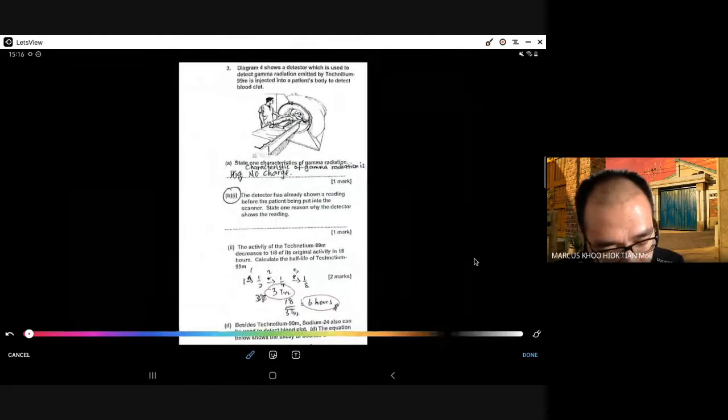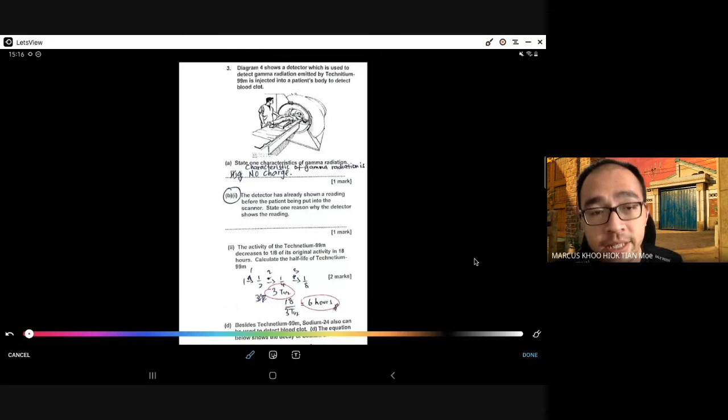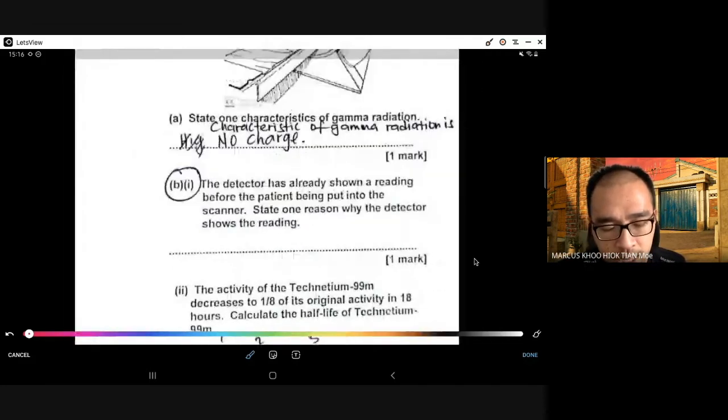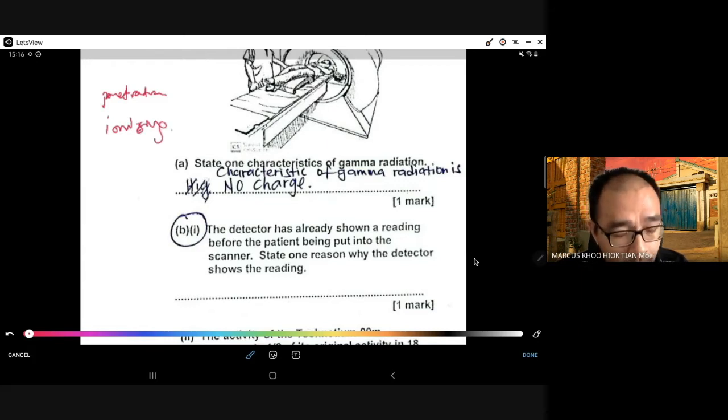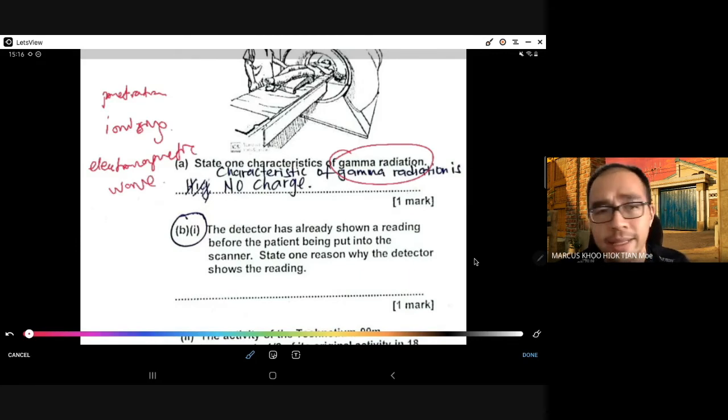Okay. First of all, let's talk about gamma radiation now. One of the characteristics, obviously, gamma radiation is no charge, and it's the most famous characteristic. Remember, when you talk about characteristic of any radiation, like Damir's group just now, you can talk about penetration power, or you can talk about ionization power, ionizing power. You can also say that gamma radiation is actually an electromagnetic wave. It's just an added extra, if you want to give more than one characteristic. But these are all characteristics of gamma radiation.